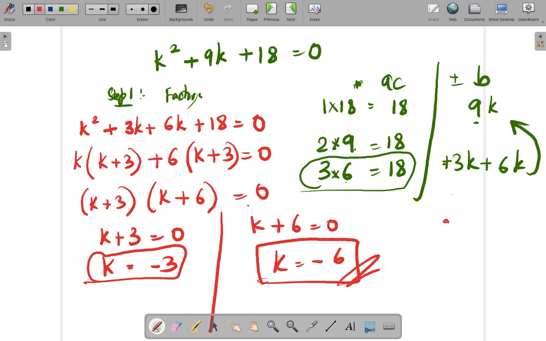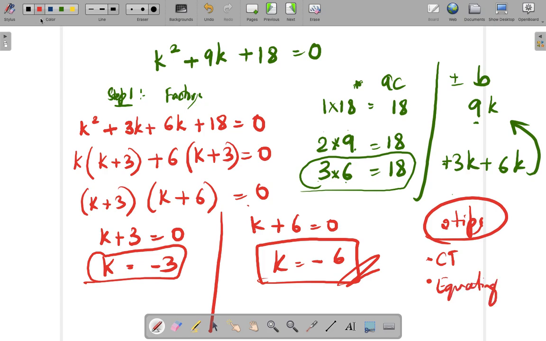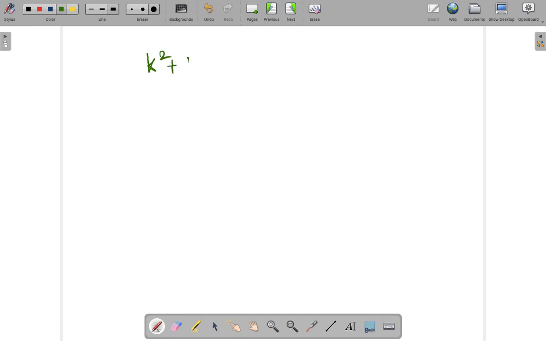So what are the two tips that I told you? One is the common terms that you got. Second one is equating. So common terms, yes, that's correct. Whatever you got is correct. It's the common term. Try to equate it to the required solutions. K square plus 9k plus 18 equal to 0. What are the solutions there?